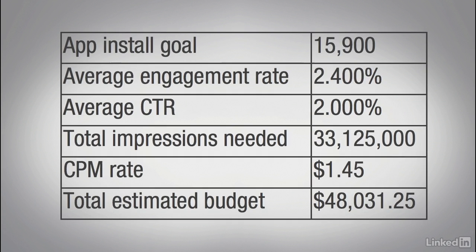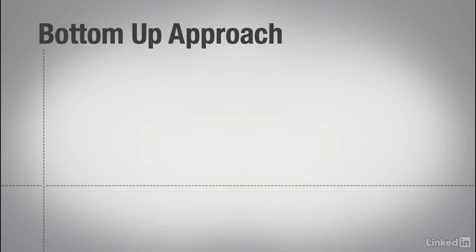Now let's put this formula to use. If your app install goal is 15,900 apps, and your average expected engagement rate is 2.4% and your average expected click-through rate is 2%, then the total ad impressions needed is 33,125,000. And if your average CPM is $1.45, then your total budget is going to be $48,031.25.